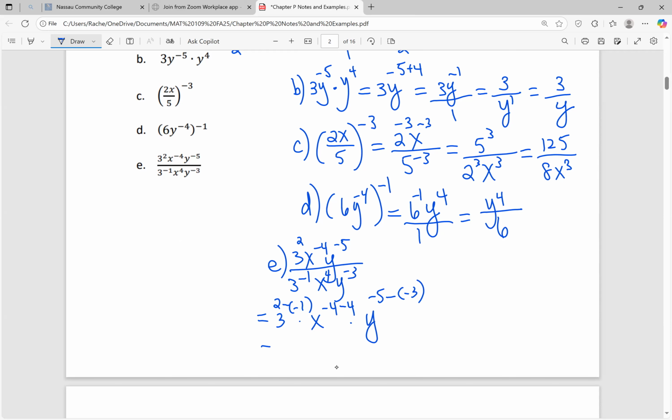So this is going to leave me with 3 to the 2 minus a negative 1, which is really 2 plus 1, which is 3, times x to the negative 4 minus 4, which is negative 8, and then times y to the negative 5 minus a negative 3. So that double negative becomes positive, and negative 5 plus 3 is a negative 2. So I have 3 to the third times x to the negative 8 times y to the negative 2.